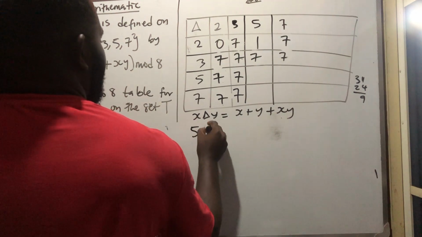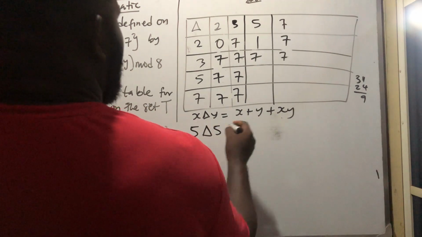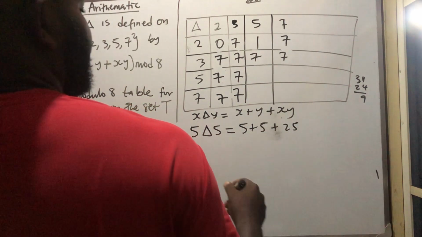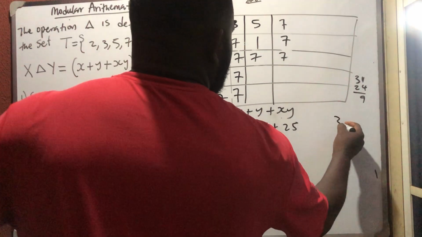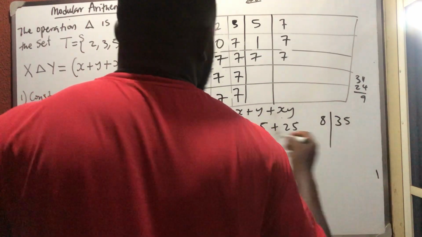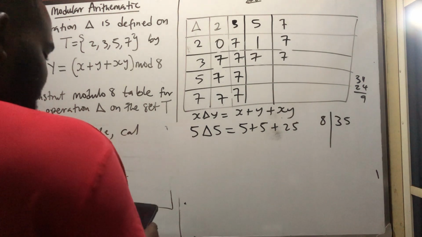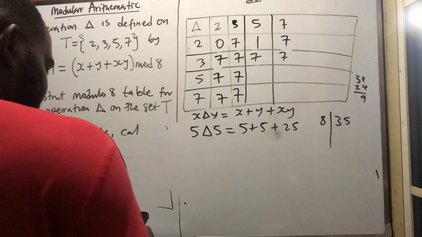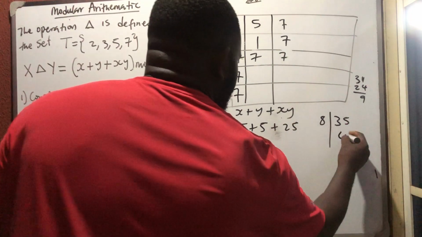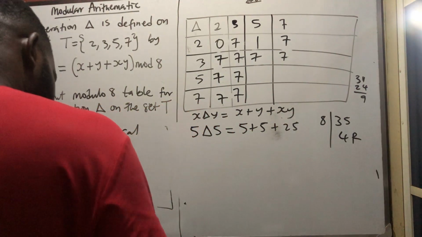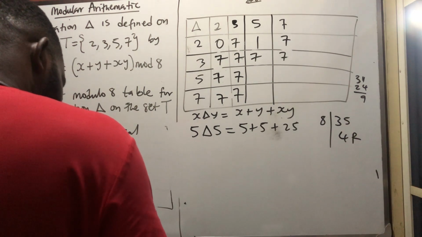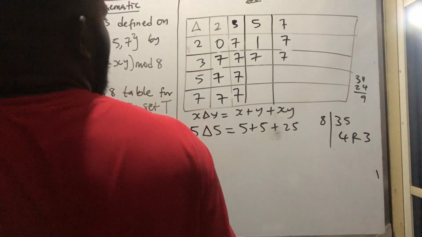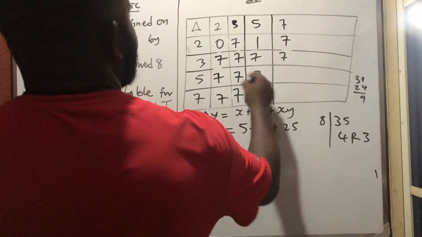5 operating on 5 is giving me 5 plus 5 plus 25, which is 5 plus 5, 10. 10 plus 25 is 35. So 35 divided by 8, I'm having 4, minus that 4 times that 8, remainder 3. I'm having remainder 3. Okay?